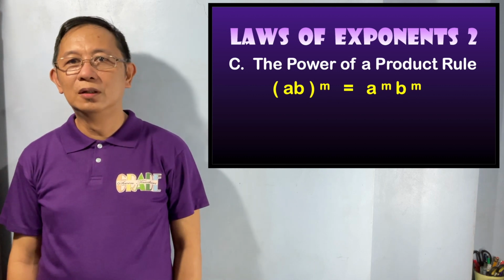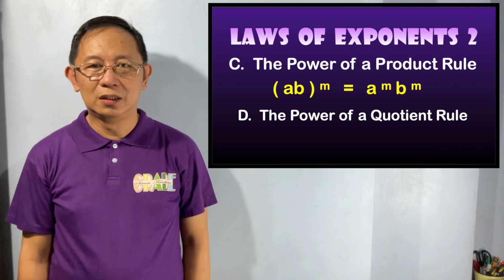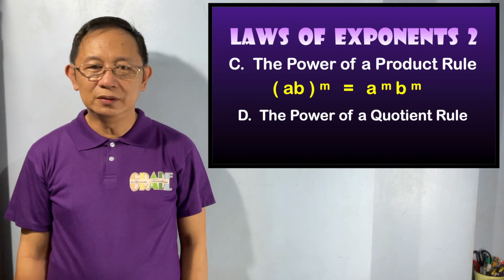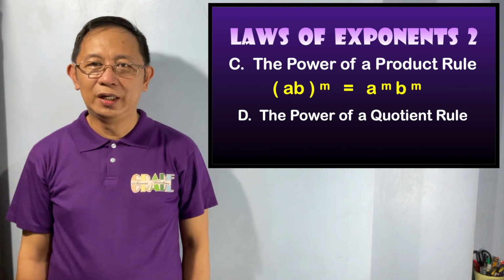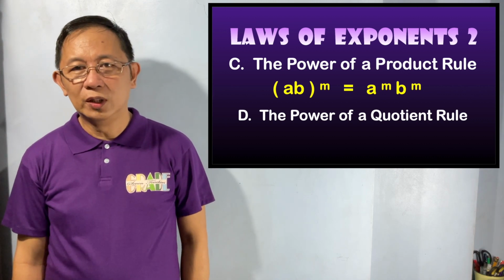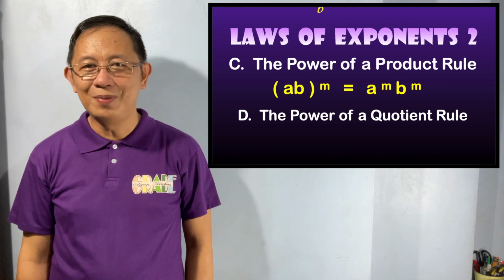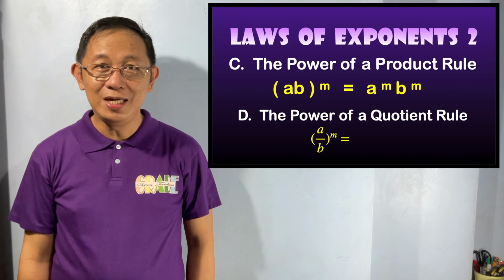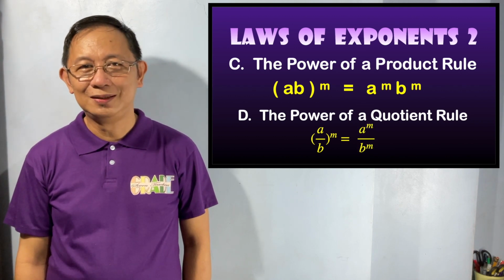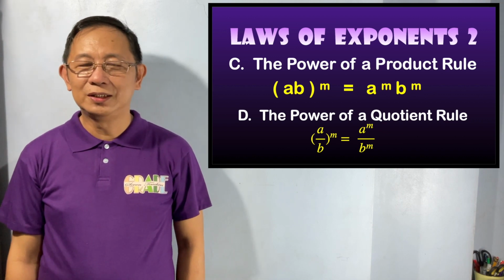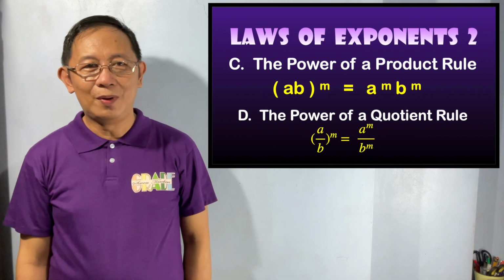Letter D, laws of exponents is the power of a quotient rule. So we will share the exponent to both numerator and denominator. This is the model or illustration. Quantity A over B raised to the m power is equal to A raised to the m power over B raised to the m power. So these are the two laws of exponents that we discussed today. The power of a product rule and the power of a quotient rule.